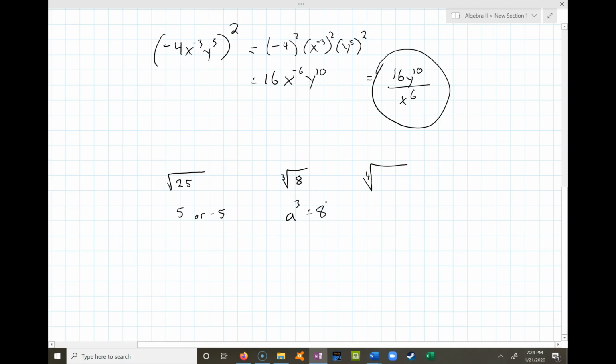And in this case, there isn't a positive or negative, because if it was negative, a negative times a negative times a negative would produce a negative number. So because the number inside the cube root is positive, that means my answer is also going to be positive. And in this case, the answer would be 2, because 2 to the third power is equal to 8.